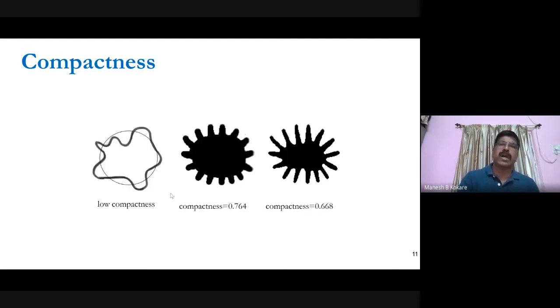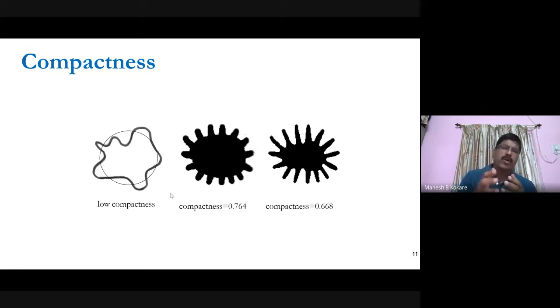So as I told you, a circular object will be more compact as compared to other objects, irregular objects and so on. So this will give you basically a scalar feature, or numerical value, of the shape.